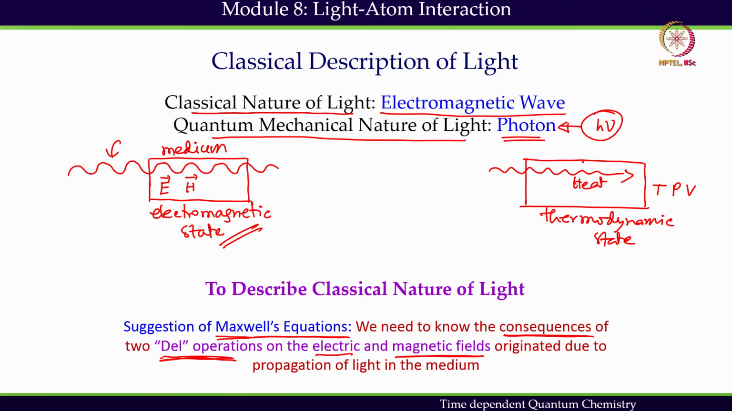So, let us say in this medium, or in this room, light is propagating. How do I know what is propagating? I will be able to check the nature of the electric and magnetic field in the medium, and if it follows a certain nature, I will be able to confirm that light is propagating, and that is the way we can describe the true nature of light classically. So, that is the classical nature of light.